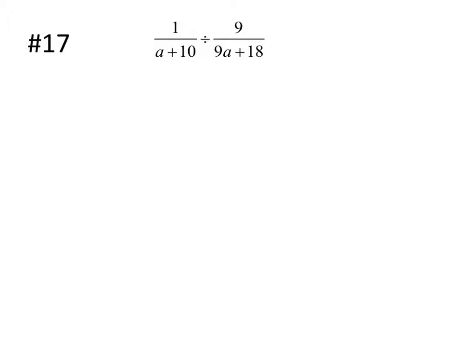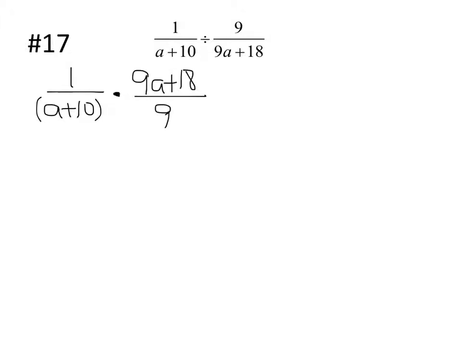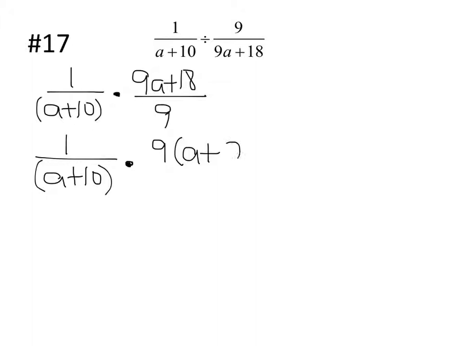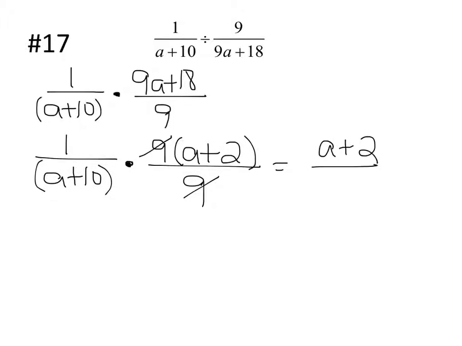So I have number 17 is a division problem, so I'm going to keep it. So you keep your first fraction, switch it, change the division to multiplication, and flip it. Flip your last fraction. So I have 1 over a plus 10 times, can't do anything with those, 9a plus 18. I can factor a 9 out of that, leaving me a plus 2 over 9. These 9s cancel. Nothing else cancels, so you're left with a plus 2 over a plus 10.